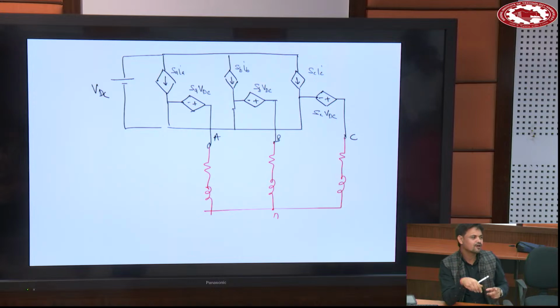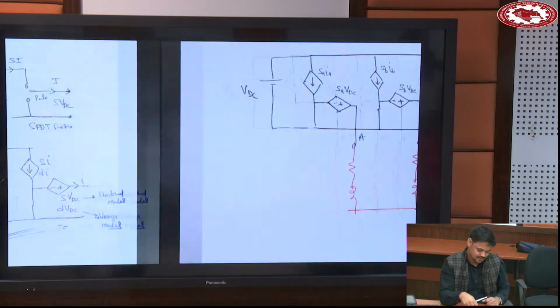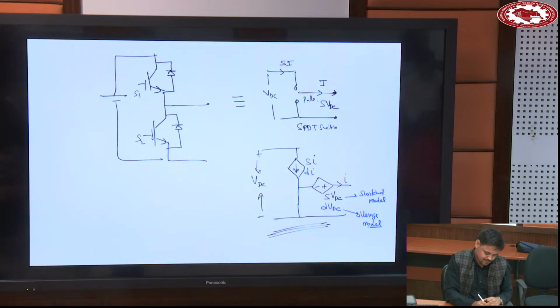How is it different from the model presented by Professor Karimi in the morning? There is only one difference. The difference is he has taken the midpoint as a reference. Here he has taken one more battery, and the value is VDC by 2, with the midpoint as a reference. I have taken a single battery and the reference is down. This is the only difference.